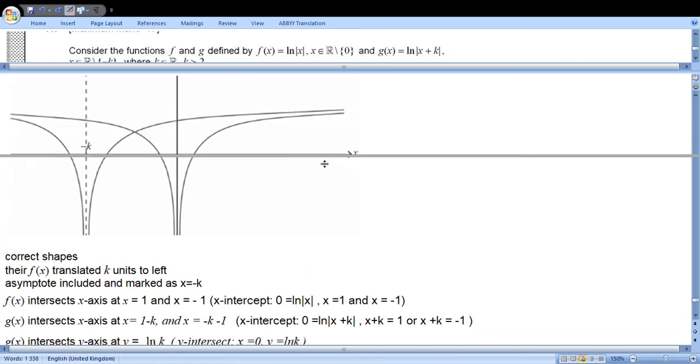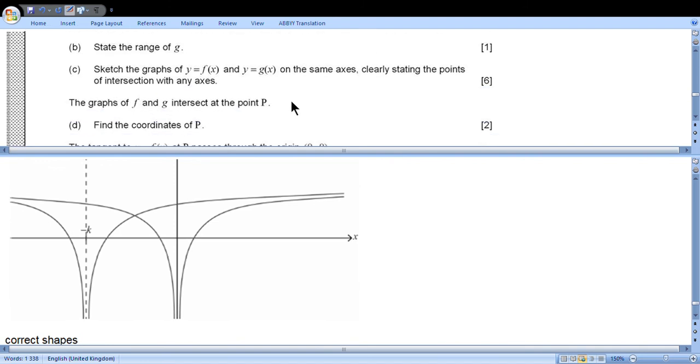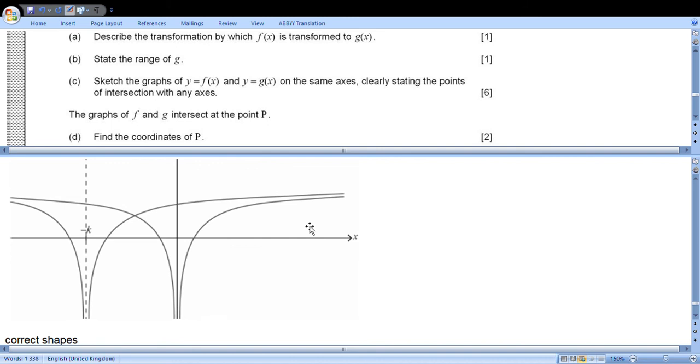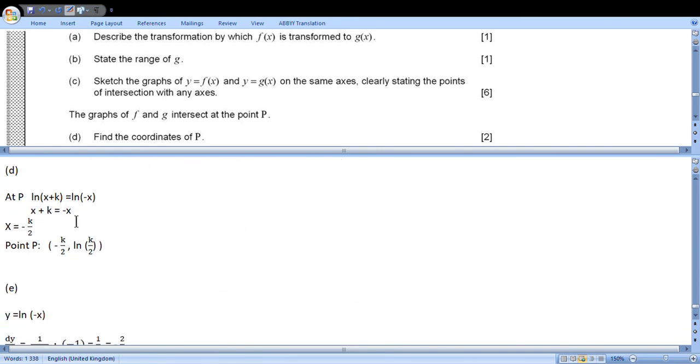Let's see, the last question, I guess. The graphs of f and g intersect at point P. Find the coordinates of P. So at P, logarithm of x equals logarithm of minus x. So x equals minus k over 2, and the point is minus k over 2, logarithm of k over 2.